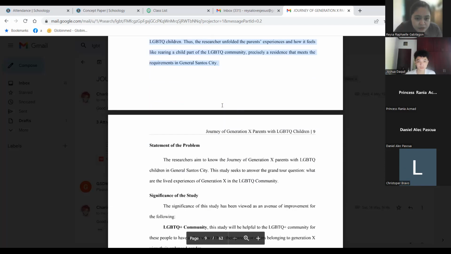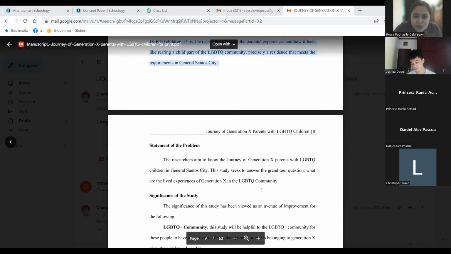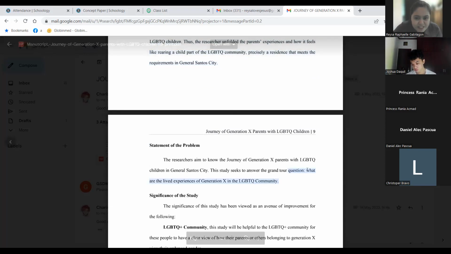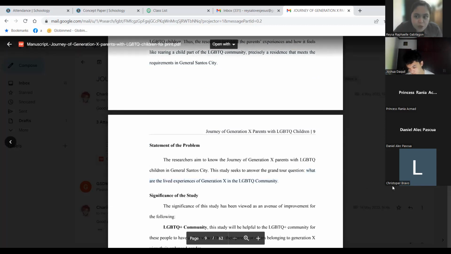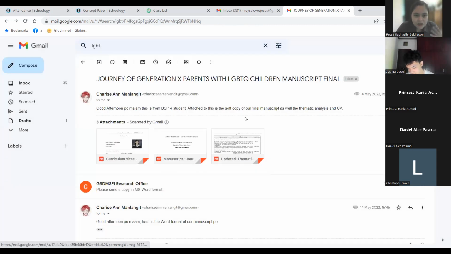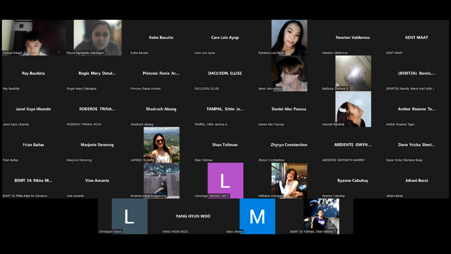Okay, but look at the statement of the problem. For qualitative research, we don't really have a lot of questions. We just want to answer this question: ano yung experience ng mga generation X patients living with their children na member of the LGBTQ community? So meron lang, for qualitative research, meron lang tayong grand tour question that we don't really need to divide specifically. Isa lang yung question na sasagutin for qualitative research. Ano ang experience ng participant doon sa specific situation na gusto mo i-discuss?